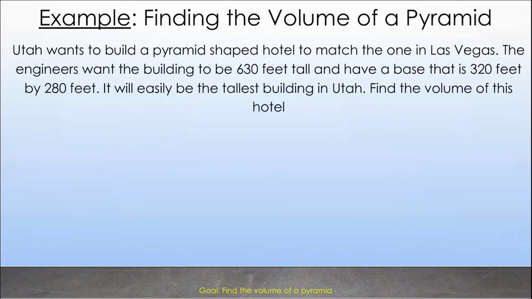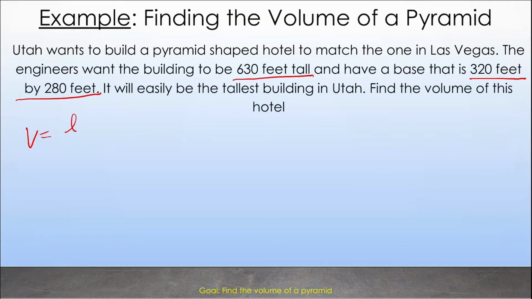Alright, Utah wants to build a pyramid-shaped hotel to match the one in Las Vegas. The engineers want the building to be 630 feet tall and have a base that is 320 feet by 280 feet. It will easily be the tallest building in Utah. Find the volume of this hotel.